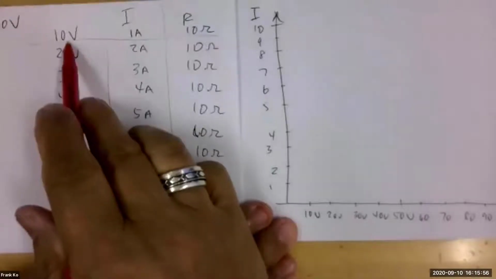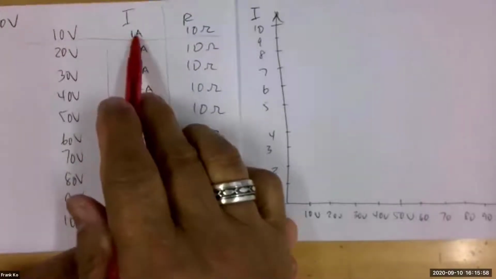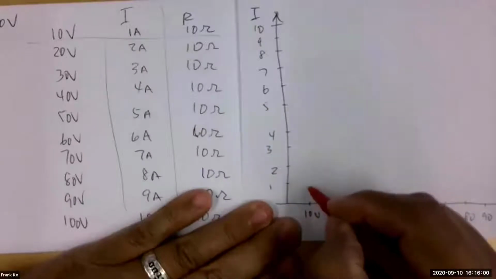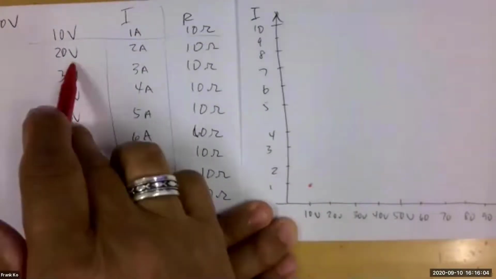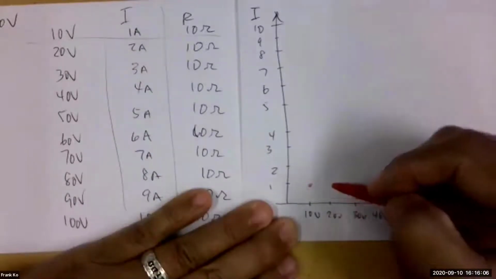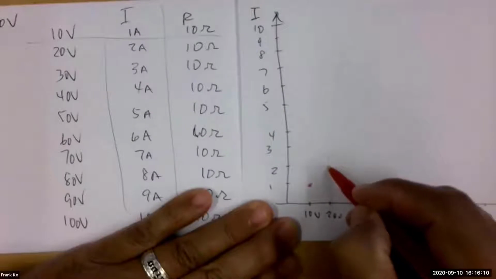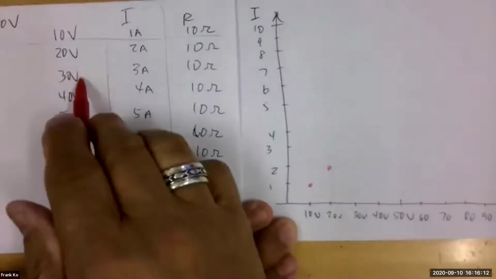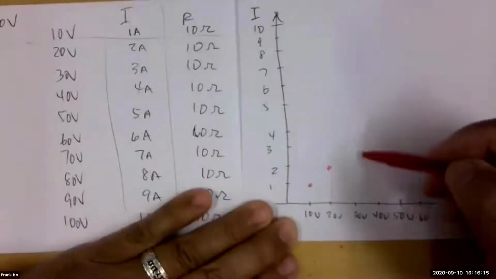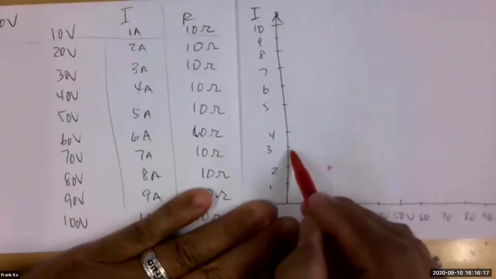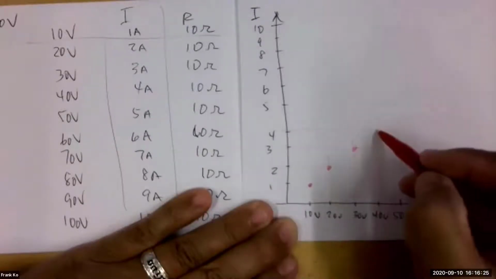So at 10 volts, we have how much current? 1 amp. So here's 10 volts, here's 1 amp. That puts the intersection right there. At 20 volts, at 2 amps, here's the 20 volts right here. Here's 2 amps. Where do they meet? They meet right here. Where do 30 volts and 3 amps meet? Well, 30 volts is right here, and 3 amps is right there. And then 40 at 4, it'll be something like this right here.